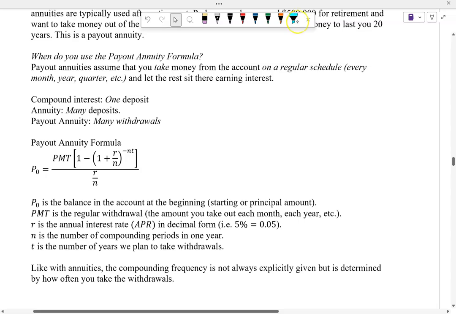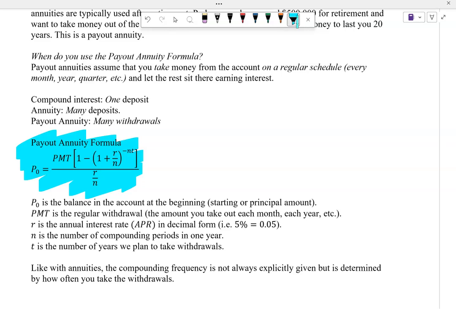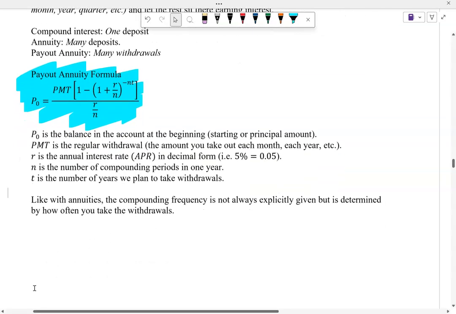So this is the payout annuity formula right here. P sub 0 is the balance in the account at the beginning. That's like if I had $1 million in my retirement account, that $1 million would go in the P sub 0, right? And then the payment is your withdrawal here. It's how much can I withdraw at that interest rate, for that many compounds per year, over that many years T. Okay.